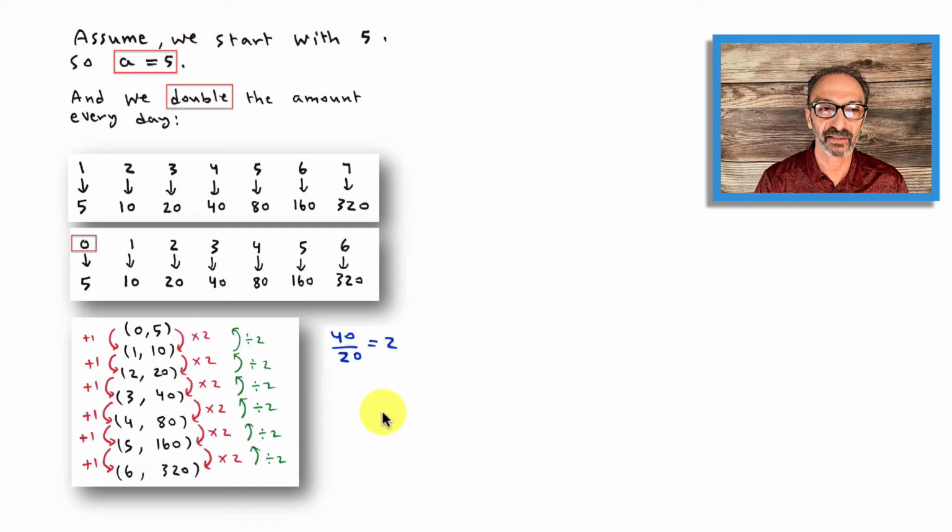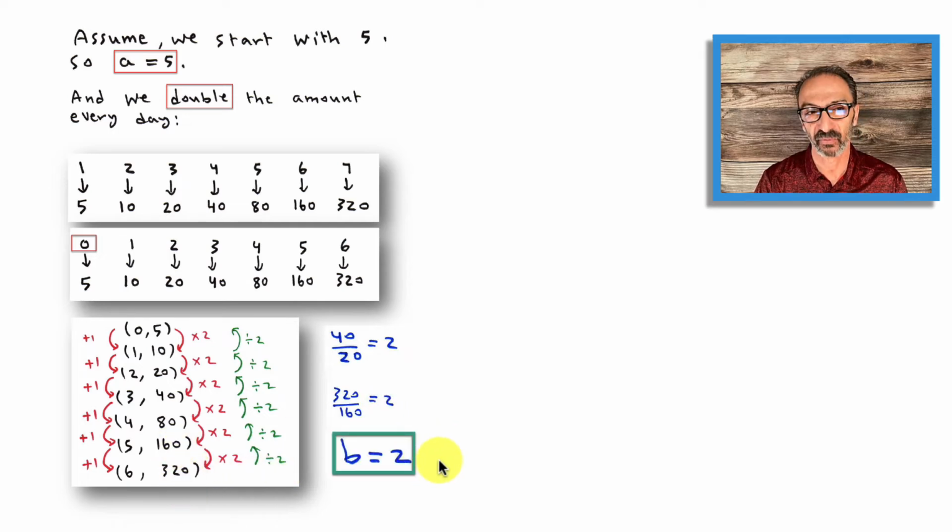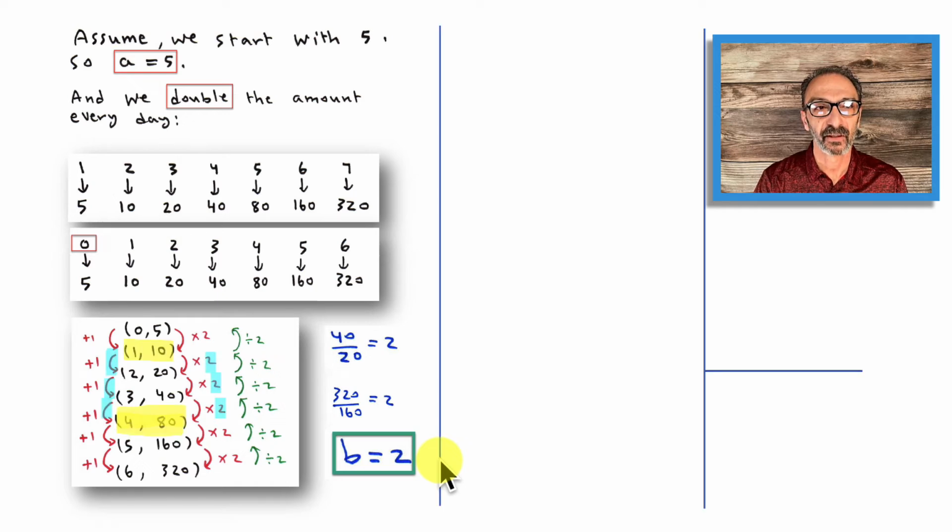To support that, 40 divided by 20 is 2, and 320 divided by 160 is 2, so b is 2. We could see that. Now, let's focus on (1, 10) and (4, 80). If you are given (1, 10) and (4, 80) and you're told that this is exponential growth, how would you find b? Well, we could see from the table right here, it takes me 3 steps.